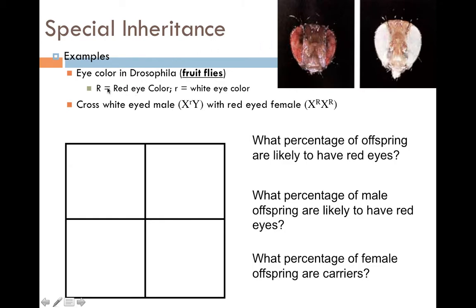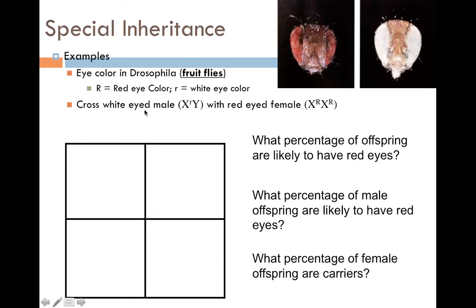So red is dominant. We represent that with a capital R, just like we did before with our regular monohybrids. Dominant gets the capital letter. And then the white eye color is recessive to red, so it's going to get lowercase r. So you're going to cross a white-eyed male with a red-eyed female. And you should notice, guys, that we don't just do R's this time. We have to, because we're going to have differences in who's affected, males or females, we have to put those sex chromosomes in here too.